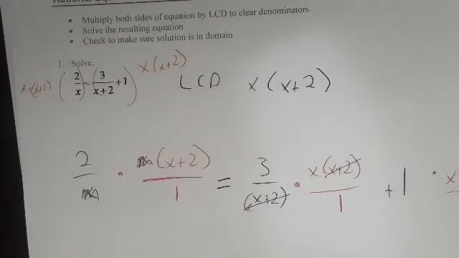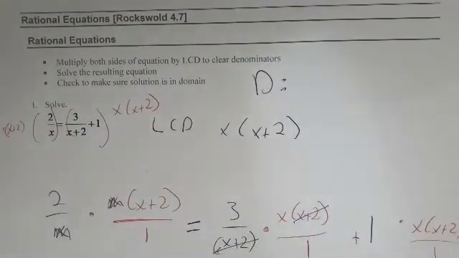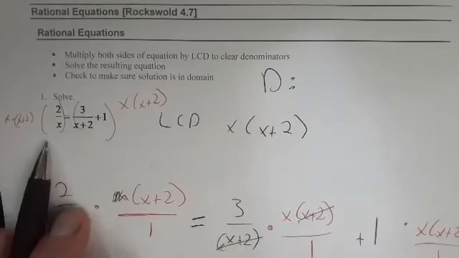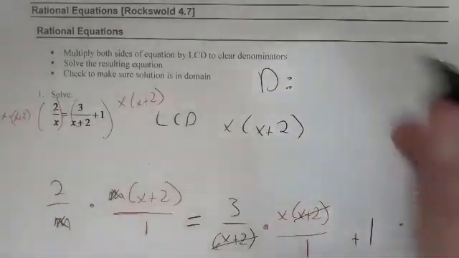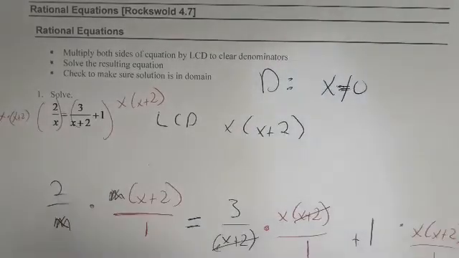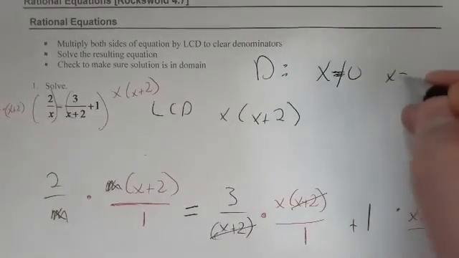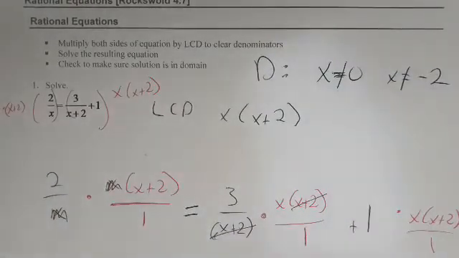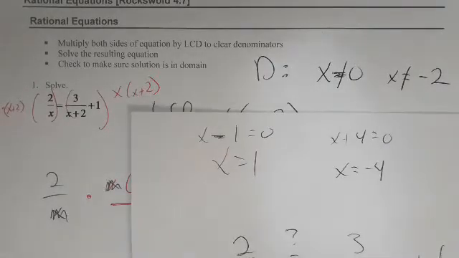I didn't talk about it before I started this one, but if I wanted to talk about the domain, there are 2 things that are restricting this domain: this denominator and this denominator. So this denominator cannot be 0, so x is not 0. And the other thing with the domain is this thing cannot be 0, so x cannot be minus 2. You might notice none of those things match up, so that is good.